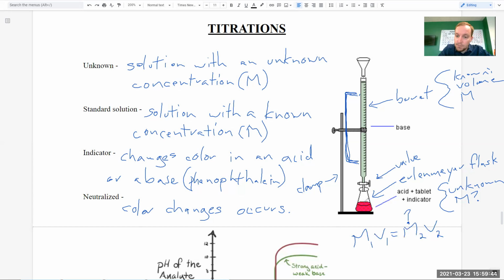We know the volume in this flask, we know the volume that was added to it, we know the molarity of the standard solution added to it. Again, what we don't know is the molarity of our final solution in here. That's what we're trying to solve for. So we're going to use the dilution equation, which again, you guys are already familiar with. You guys know how to do that.